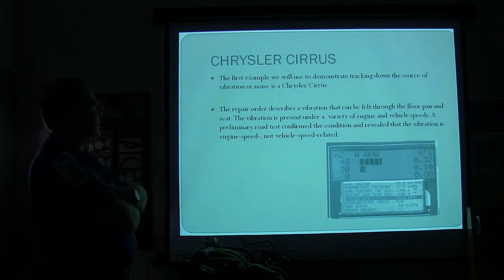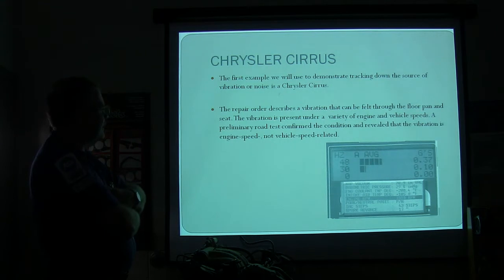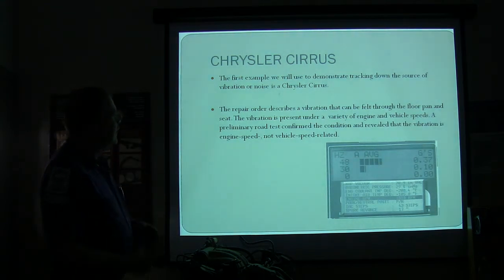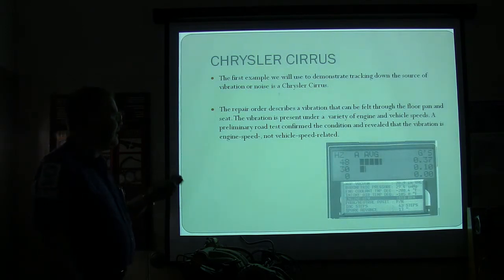In order to repair, the repair order describes a vibration that can be felt through the floor pan and seat. The vibration is present under a variety of engine and vehicle speeds. A preliminary road test confirms the condition and reveals the vibration is engine speed, not vehicle speed related.